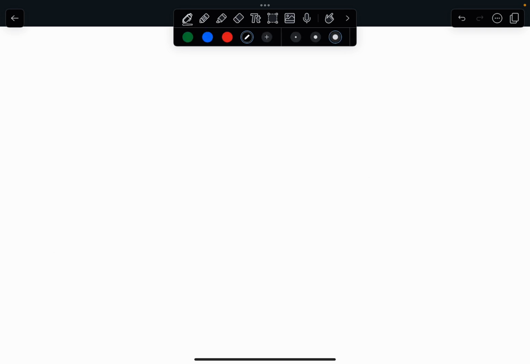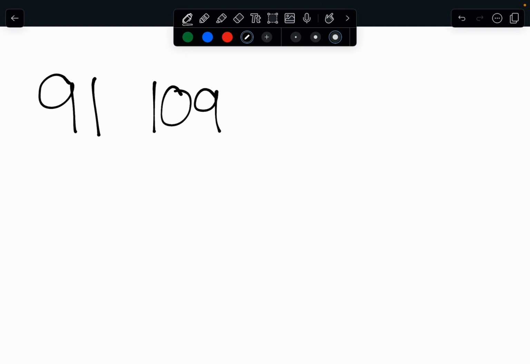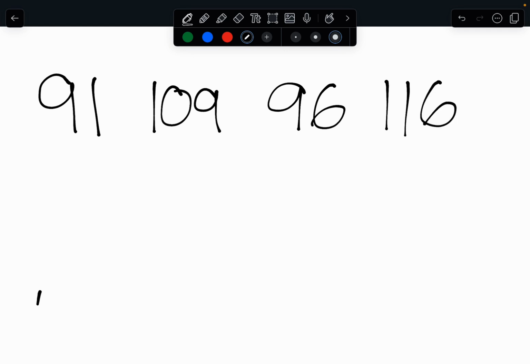All right. So let's try these numbers. I'm going to do 91. Then I'm going to do 109. Then I'm going to do 96. And then I have the number 116. And I want to put these in order from the least, I'm just going to put an L down here this time, to greatest with a G.